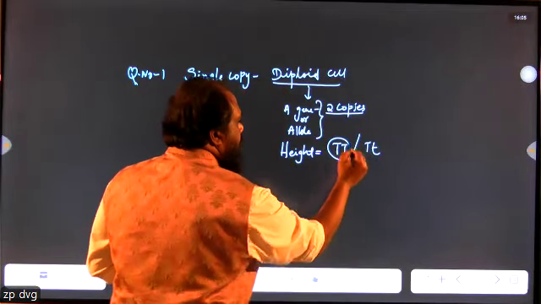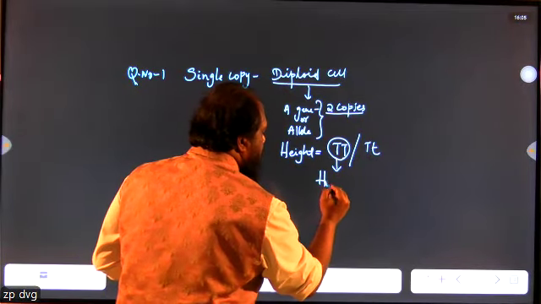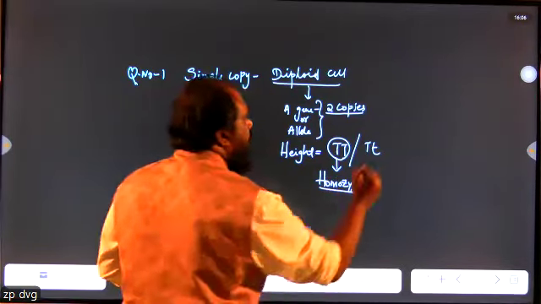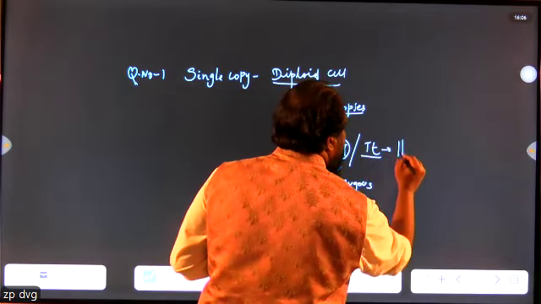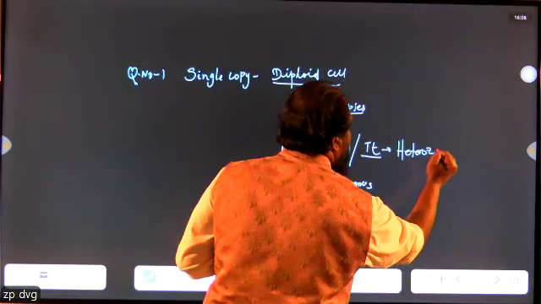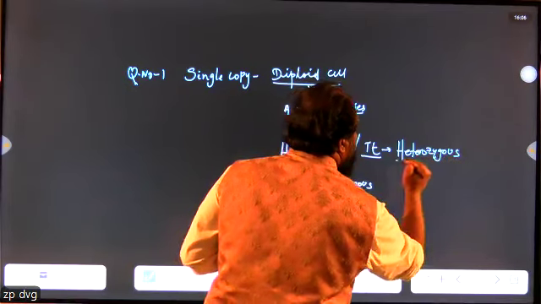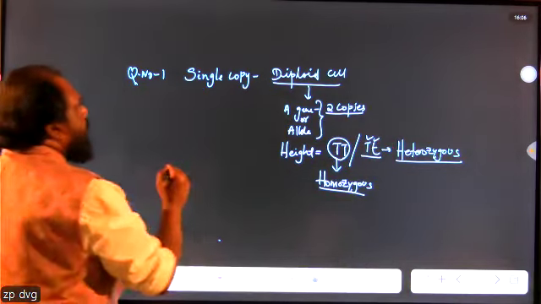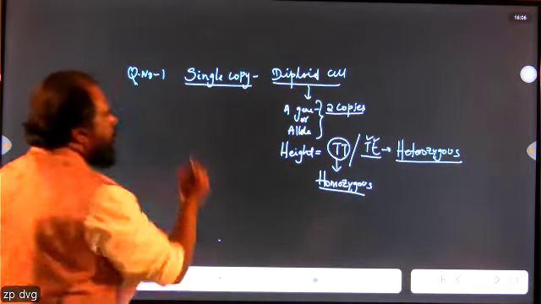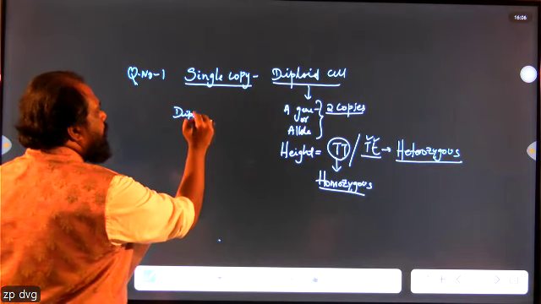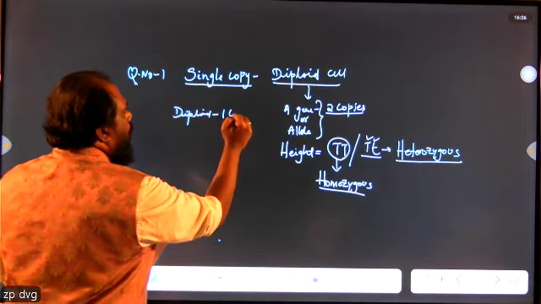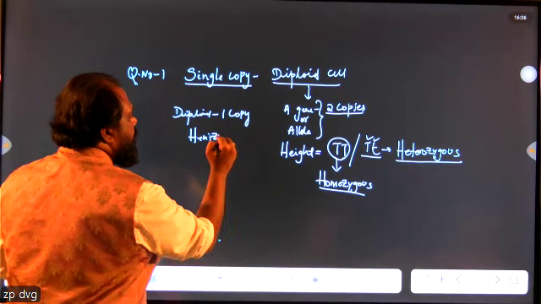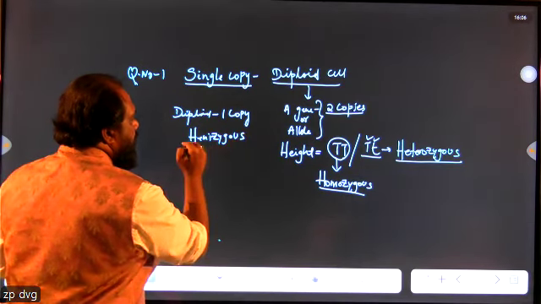Now listen carefully. This capital T is called the homozygous condition. Why? Because the two alleles are the same. And capital T small t is called the heterozygous condition. Why? Because the two alleles are different. But the question here is, they have only one copy. So in a diploid cell, if there is only one copy, that condition is called the hemizygous condition.